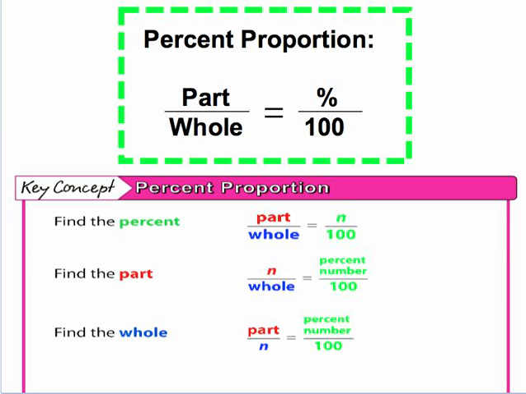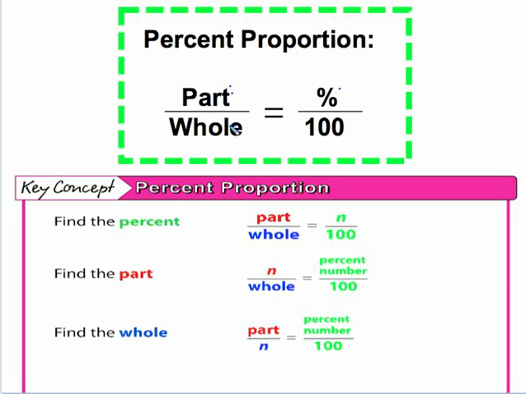The percent proportion, as we teach it and as we know it, is going to be the part of a number out of the whole number is going to equal the percent out of 100 that that number is equal to. So for example, if you pay $15 for a shirt that is worth $20, 15 is the part, the whole is 20, and that 15 out of 20 tells you what percent of the actual price you paid.